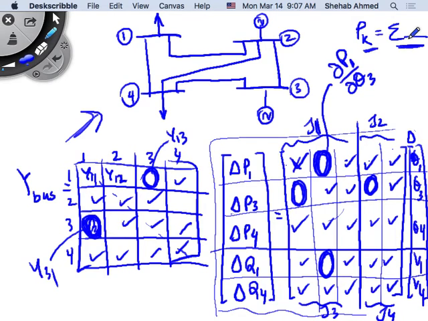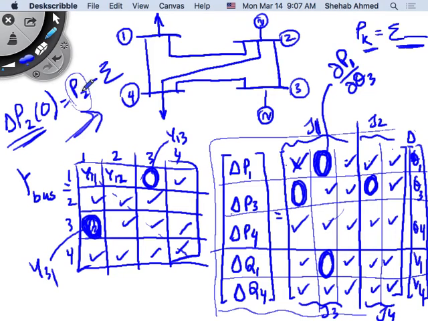So now I have to go back. For me to fill these up, I have to go back and look at every specific bus. They're asking us for P2 at iteration 0, or delta P2 at iteration 0. Delta P2 means P2 minus the summation. So I have to know what P2 is.